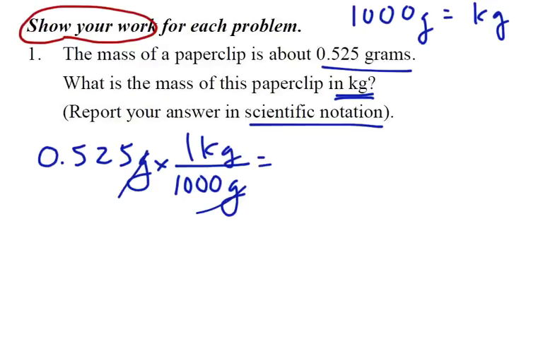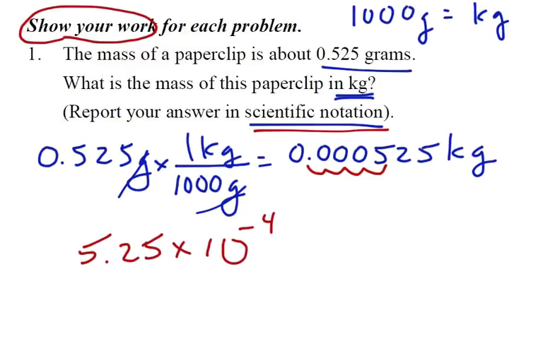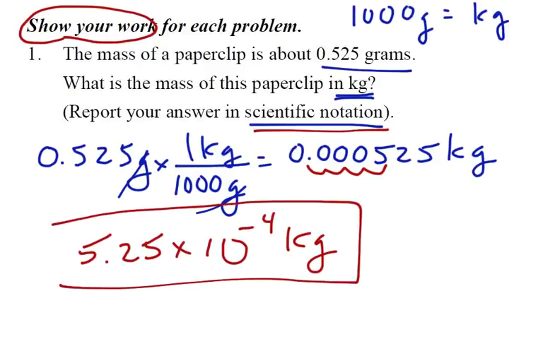So when we multiply, we see we're going to get 0.000525 kilograms. Now, you want to put that in scientific notation, so we're going to move our decimal place 4 times. So we're going to say this is 5.25 times 10 to the negative 4th kilograms, and that's our answer.